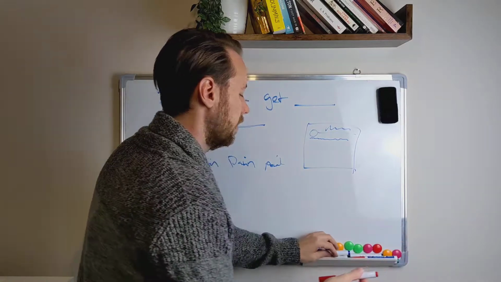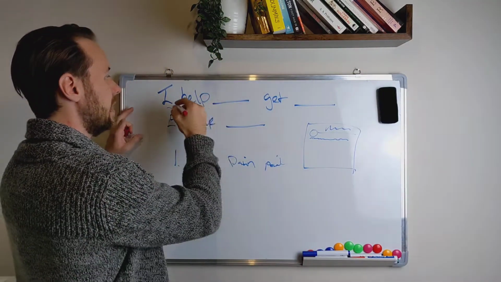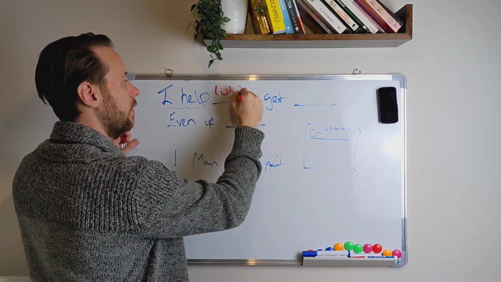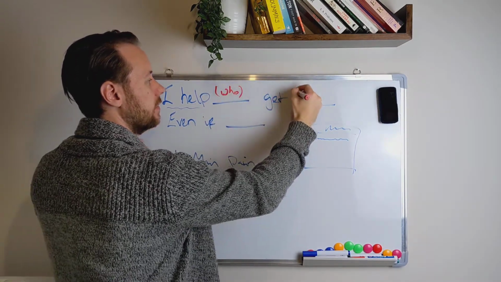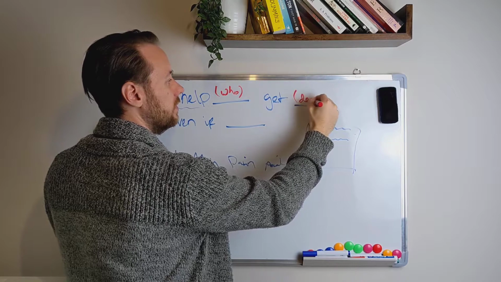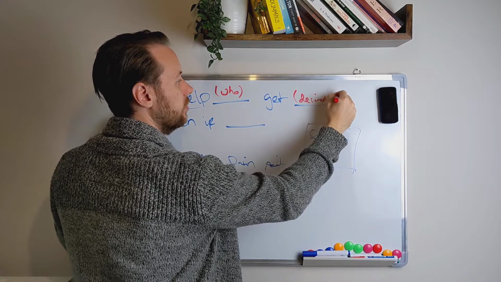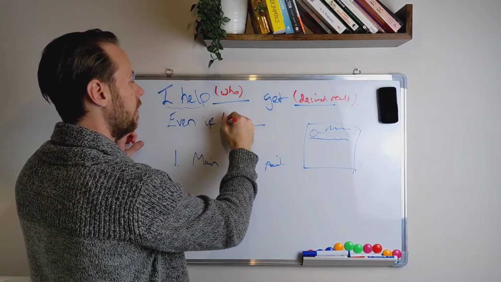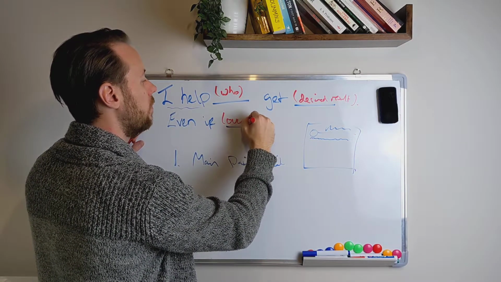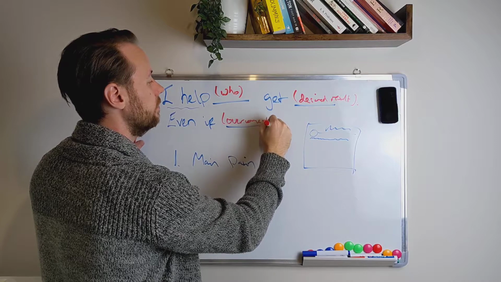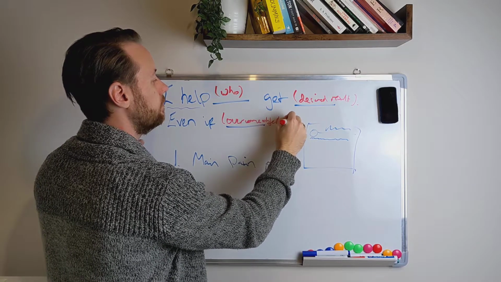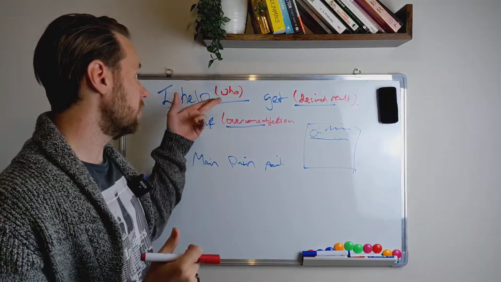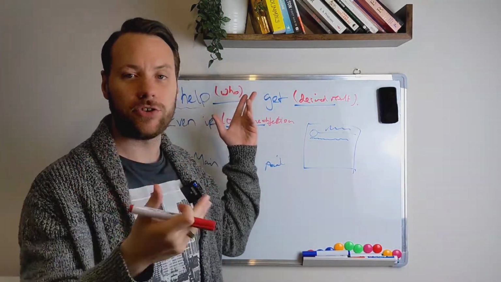I would say, I help blank get blank, even if blank. And how we lay this out is: I help, who here, get desired result, even if overcome objection. The reason we lay it out like this is because we're speaking to a direct group of people.